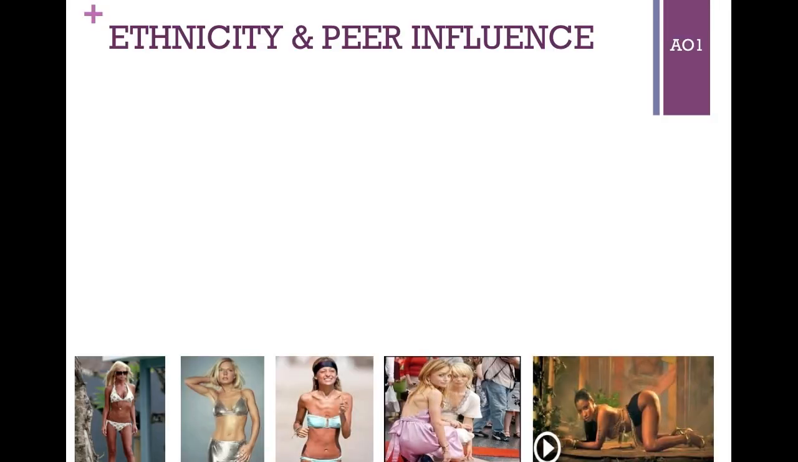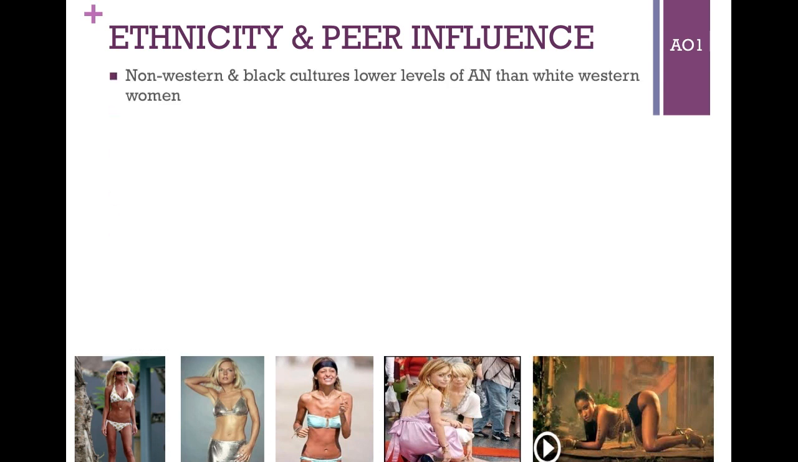Other psychological factors that can be seen to influence anorexia are ethnicity and peer influence as well. When we talk about ethnicity, what we're saying is that anorexia seems to be quite a white Western problem. And actually, as we've already mentioned before, females, so white Western girls tend to be much more affected by this disorder than other groups.